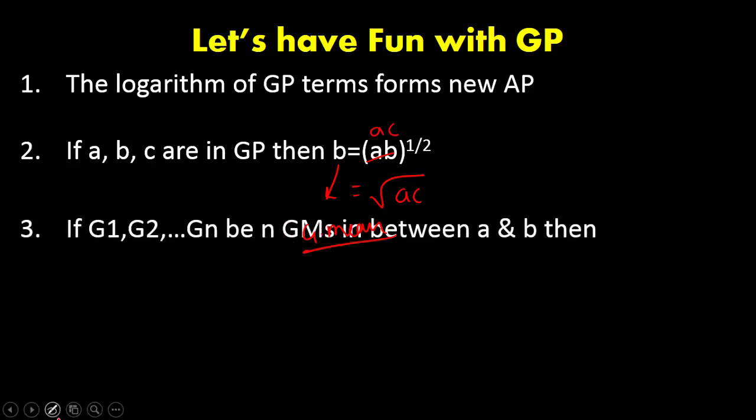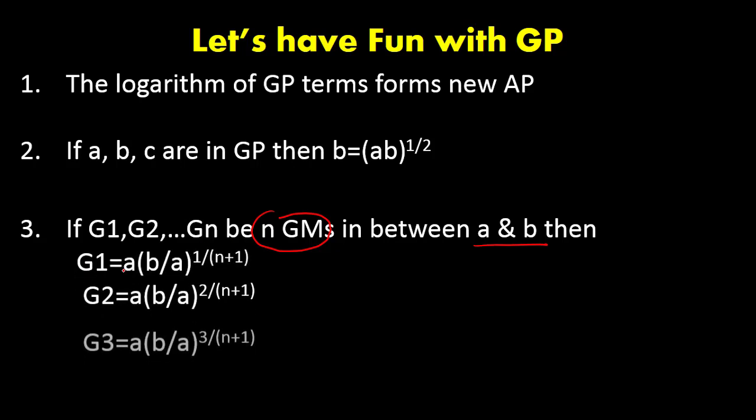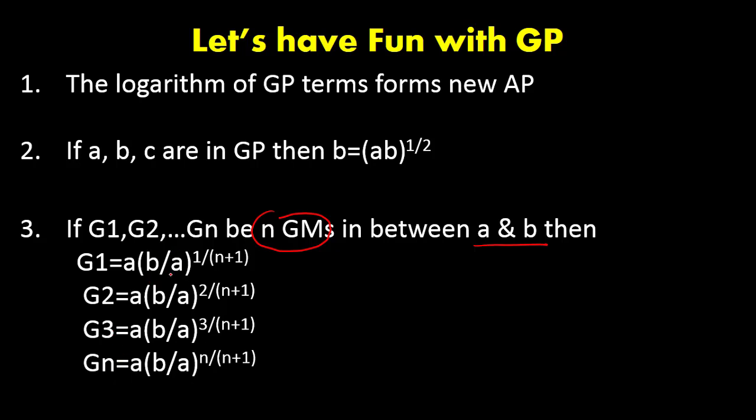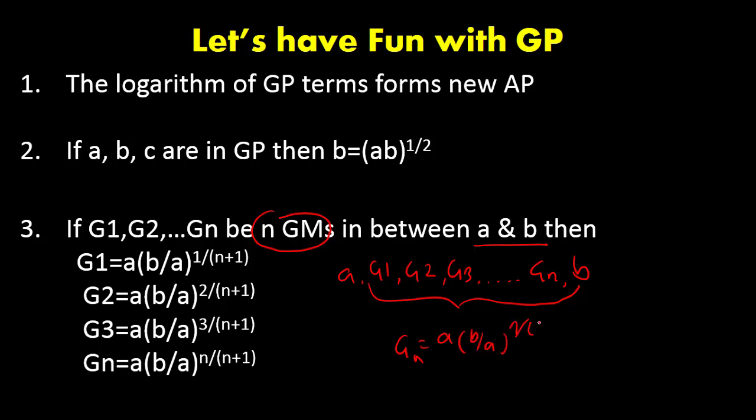The next, if G1, G2, G3, up to Gn are n GMs between A and B, then your G1, G2, G3 and Gn will get the values like this. Okay, means your series is like this: A, G1, G2, G3, dot dot, Gn, comma B. Then what will be the value of this? Gn is nothing but A into (B by A) raised to power n upon n plus 1. Okay, so we'll see the questions based on this.